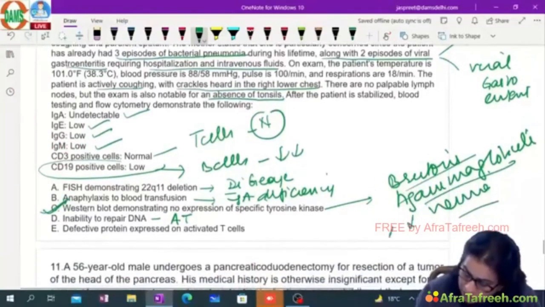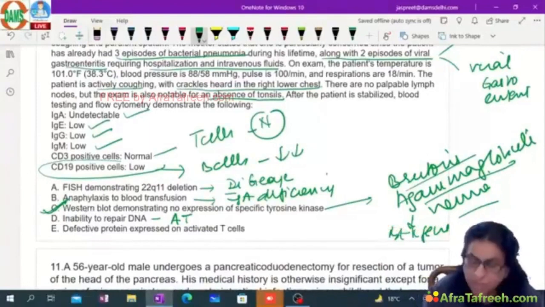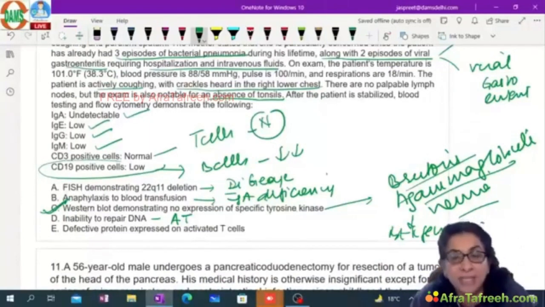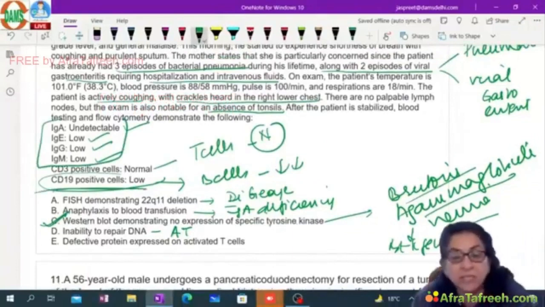Here there are mutations in the BTK gene, the B cell tyrosine kinase gene. So the BTK enzyme is not there. So the Western blot will show no expression of this specific BTK enzyme. And all his antibody levels are decreased, plus the B lymphocytes are also decreased.